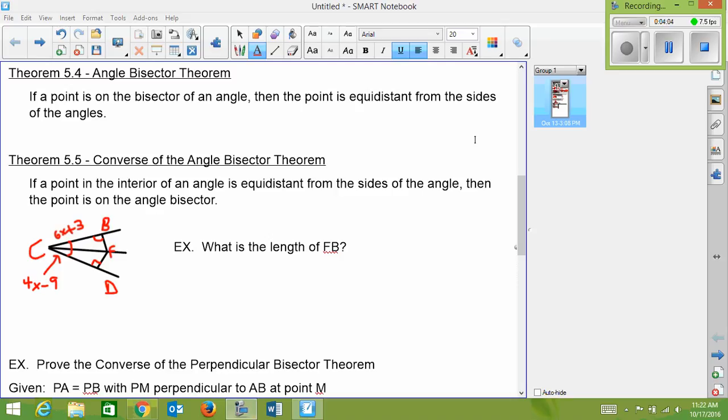So in my example here, I have a drawing, and then I want you to find the length of FB. And this is F right here. It's kind of hard to read, but that's F. So F to B is what you're trying to find.